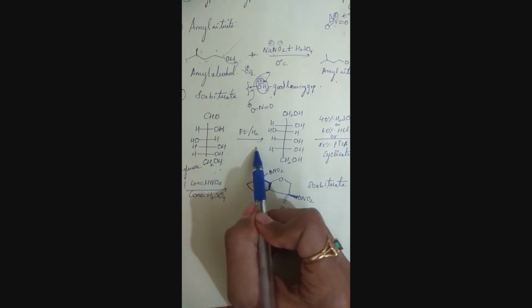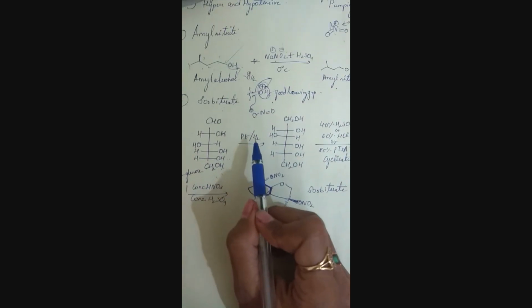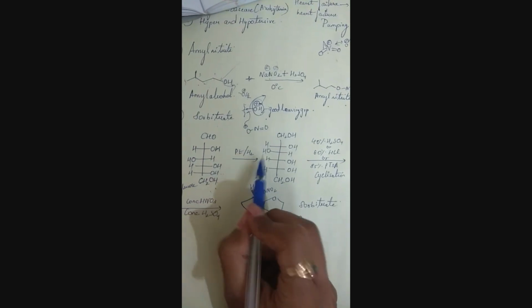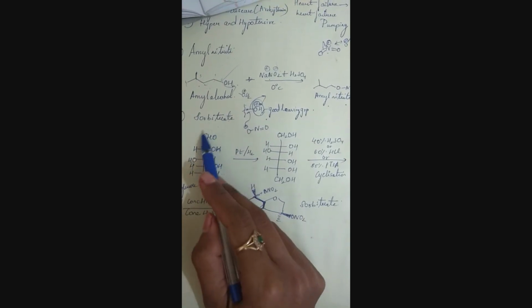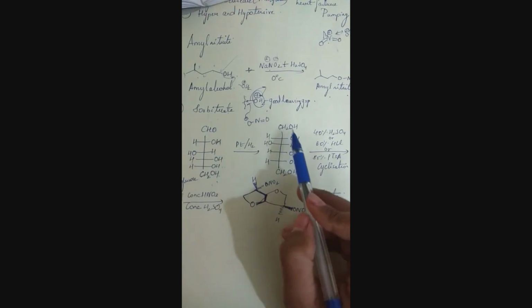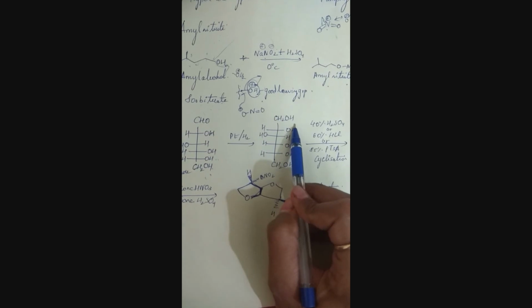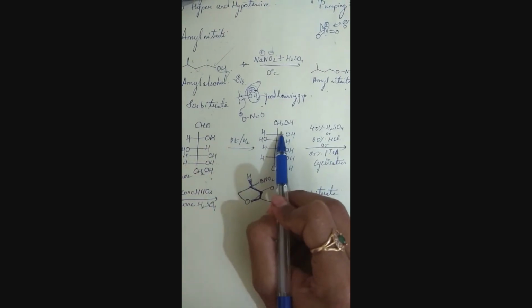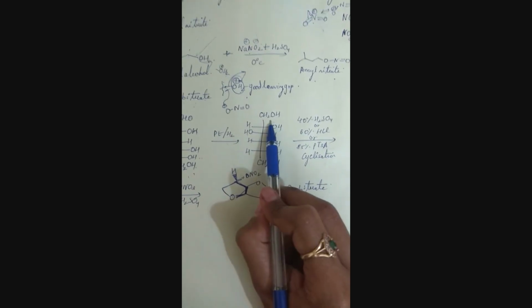D-glucose on reduction using platinum catalyst. This aldehyde group is a reducing sugar, so obviously it gets reduced. So this aldehyde group gets reduced to an alcohol group. That is, reduction is simply addition of hydrogens. So two hydrogens get added and you get an alcohol.